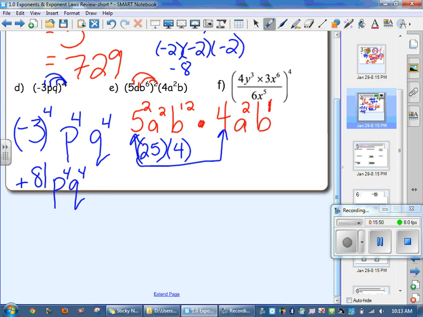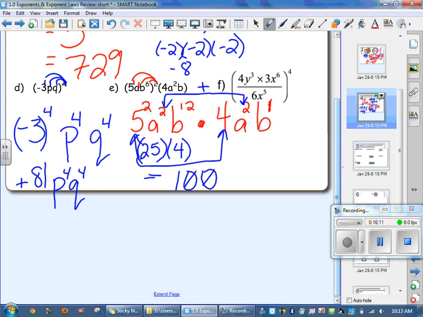So I know my answer starts with a coefficient of 100. Now I take my letter A's and I look at my A's. I've got a 2 and a 2. That means I can add both my 2 and my 2 on the A because the base is the same. And I'm multiplying, so I add the exponents. I get A exponent 4.